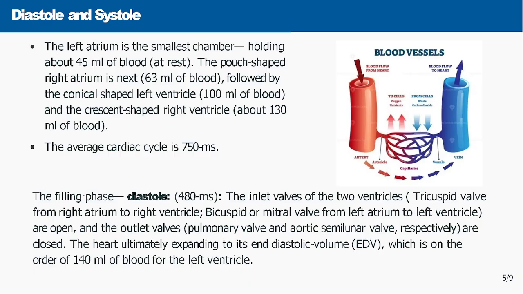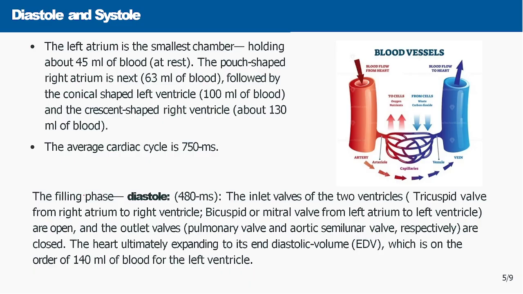The left atrium is the smallest chamber according to holding capacity. At rest it can hold up to 45 milliliters of blood, and the pouch-shaped right atrium is next to that. It can store at least 63 milliliters of blood, followed by the conical-shaped left ventricle, which can contain up to 100 milliliters of blood at rest. The crescent-shaped right ventricle is the maximum size, and it can contain 130 milliliters of blood at rest.